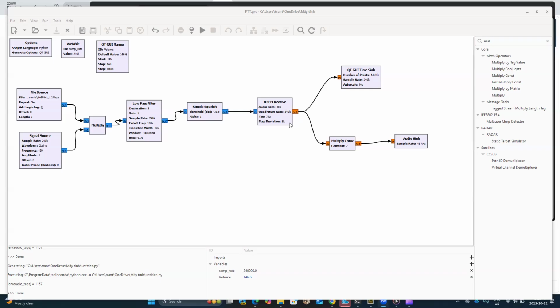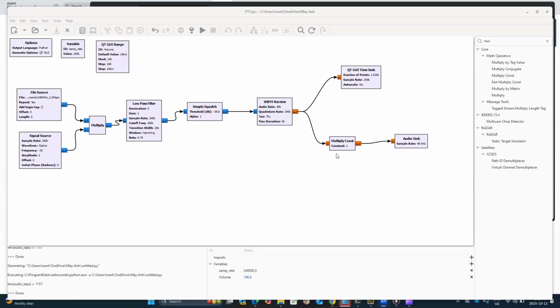The NBFM receive is going to give two outputs. One goes to the Qt GUI time sink. You can see at the top here. The purpose of this block is for visualizing the time domain output, to verify that we are receiving a valid audio.